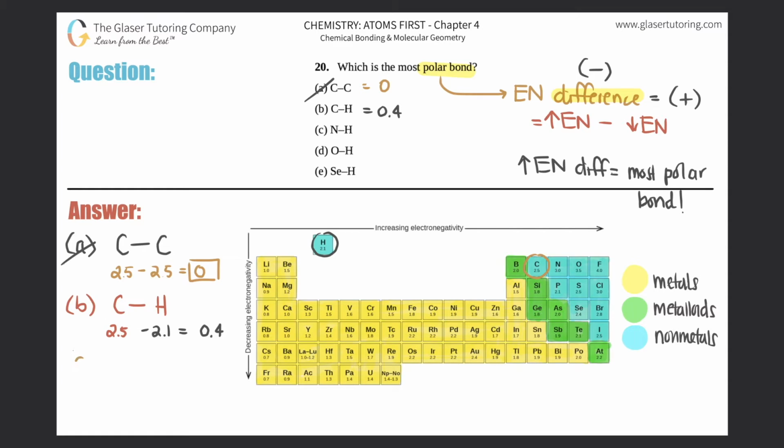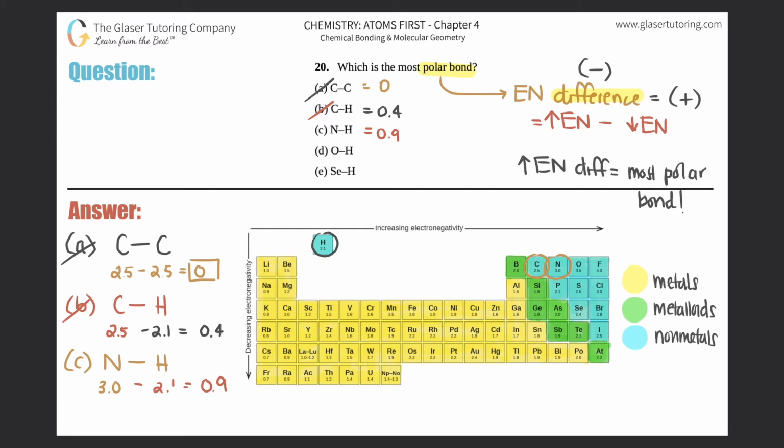Now let's move down to C. C is an N-H bond. Well, nitrogen is 3.0 electronegativity, and hydrogen, like we said before, was 2.1. So if we subtract them, we now get a 0.9 electronegativity difference. The higher the number, the more polar the bond. So this bond between nitrogen and hydrogen would be more polar than this bond between carbon and hydrogen. So B's out. And now we're down to C being the answer, maybe.